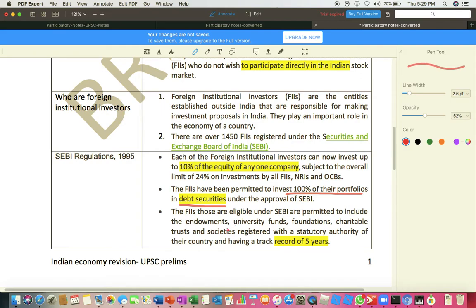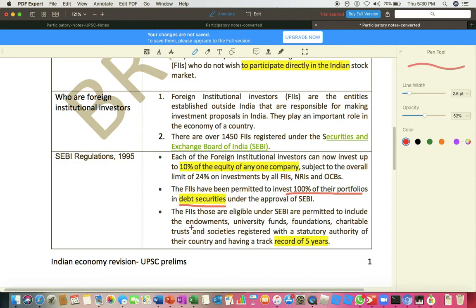That means Indian company debentures. Suppose an Indian company has issued debentures worth 100 crores, they can invest, no doubt about it. But if an Indian company has issued 100 crores worth of shares, through FIIs they can invest up to only 10%. These are eligible under SEBI, and they are permitted to include endowments.